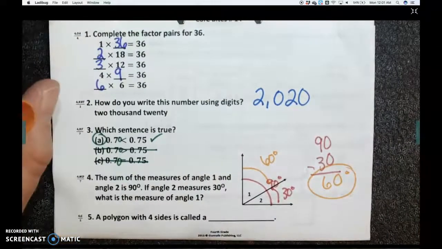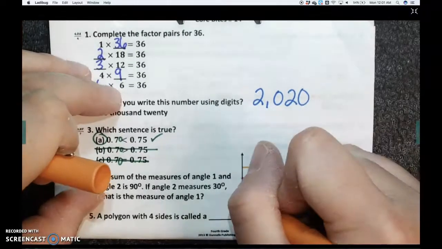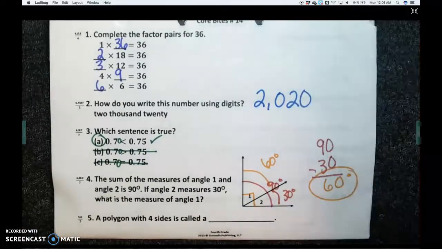But what I also want you to realize is if both of these angles together gives you 90, that means that is a right angle because anything that is 90 gives you that right angle measurement.